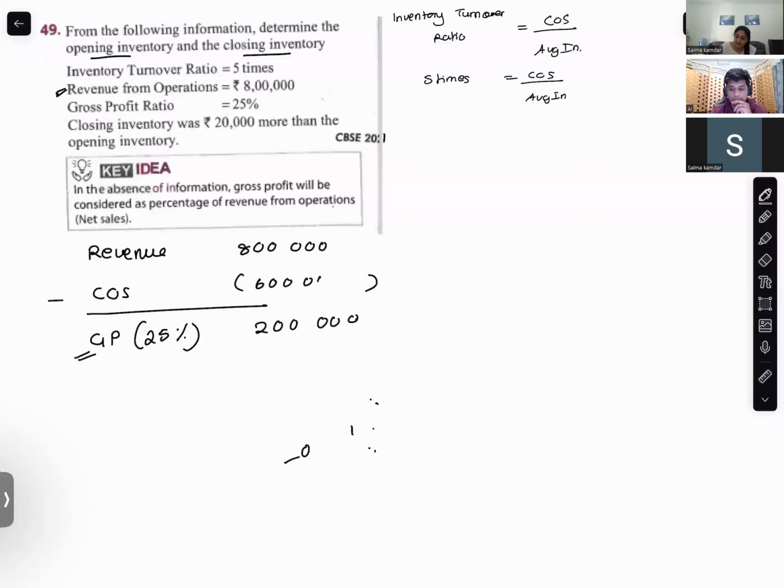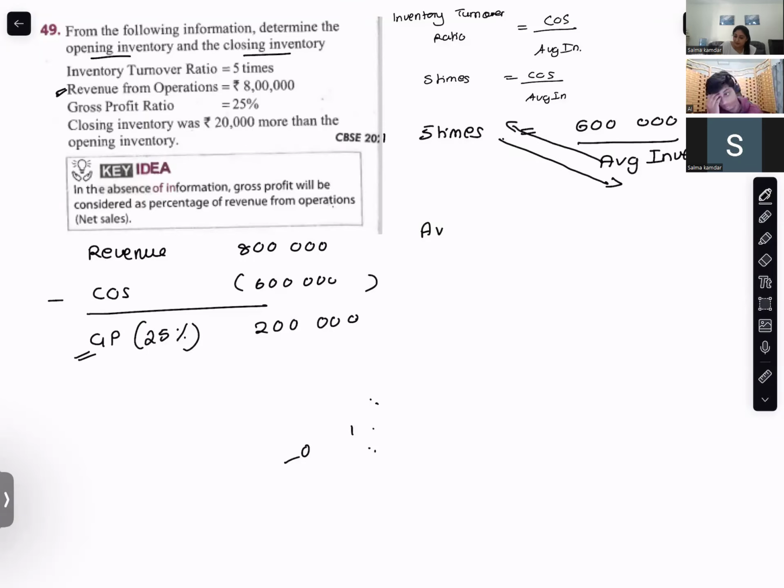Very good. Now I got this: 5 times is equal to cost of sales, which is 6 lakh, over average inventory. That means my average inventory, just bring this 5 over here and average inventory over there, will be 6 lakh divided by 5. 5 ones are 5, 5 ones are 2, 0. So my average inventory is 120,000.